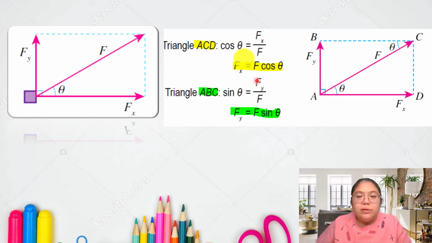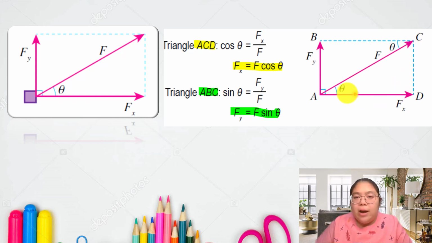So from here, this is an example of how we find the angle and also Fy and Fx, depending on the situation. Here we are using trigonometry. I think you learned it already in your maths. For example, take triangle ACD. This one is A, this one is C, this one is D. So this is a triangle with a perpendicular.